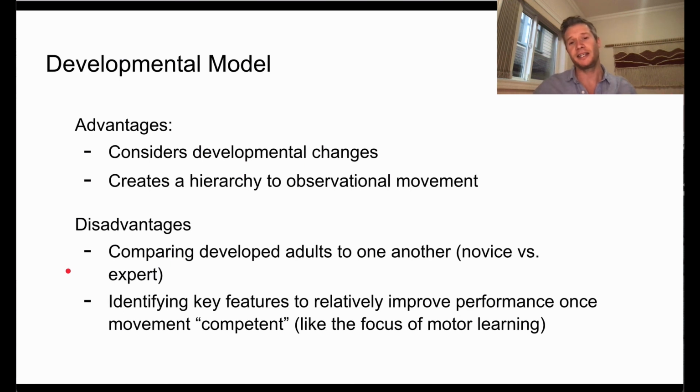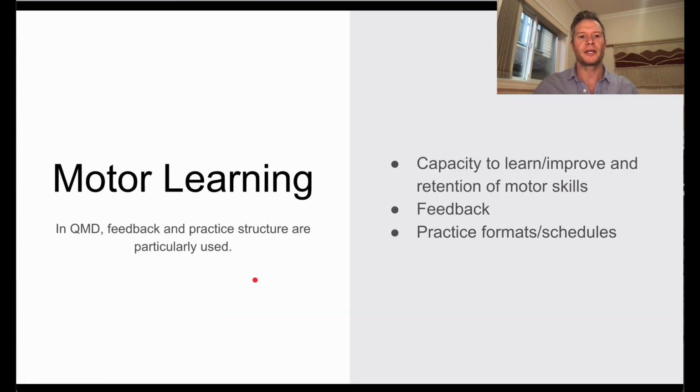But I can guarantee I do not throw nearly as well as anyone that might be on one of the varsity baseball teams, right? So there's a clear difference between novice and experts, but these models don't really help with that. And identifying key features that relatively improve performance. So taking my skill and trying to improve upon it, it doesn't really help identify key features that way. So again, just a little bit of a missing component there.